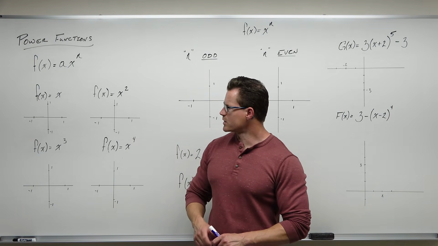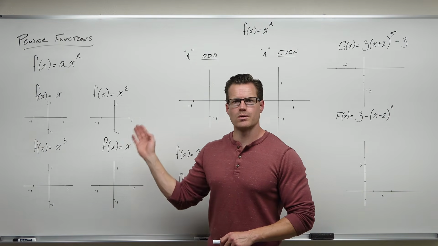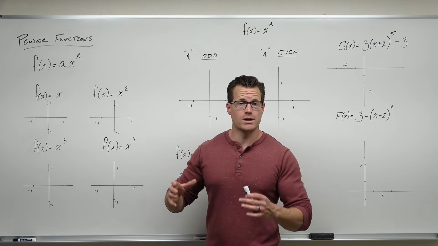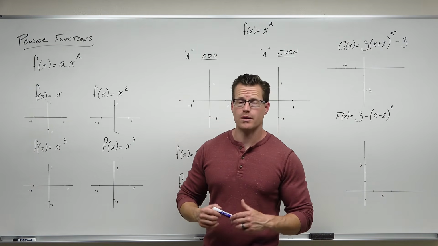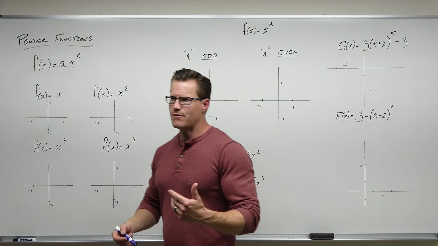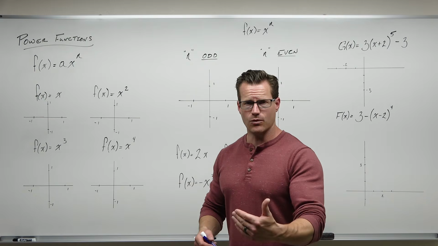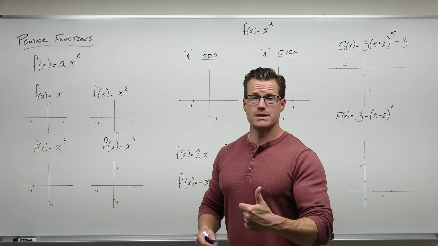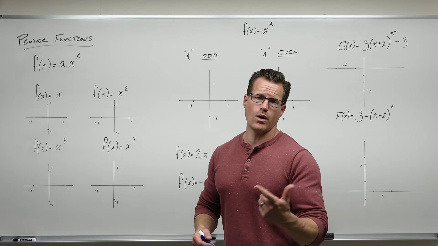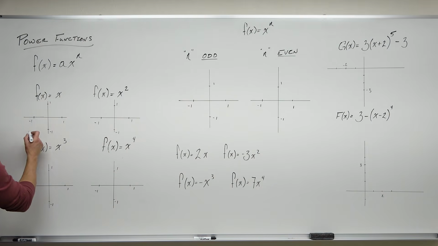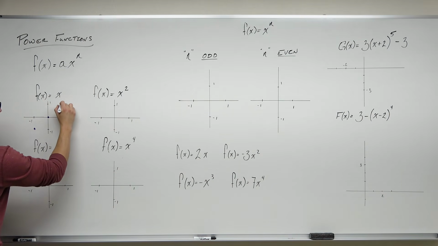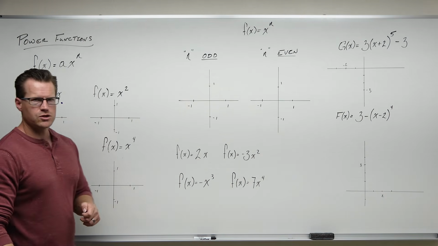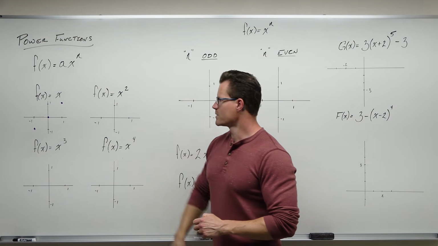Let's take a look at it. What we're going to do here is just plug in -1, 0, and 1 and get a pattern. We're going to take the pattern and talk about even and odd power functions. So if I take f of x equals x and I plug in -1, I'm going to get -1. 0, I'm going to get 0, and 1, I'm going to get 1. So we'd have this nice function that would have those 3 points.